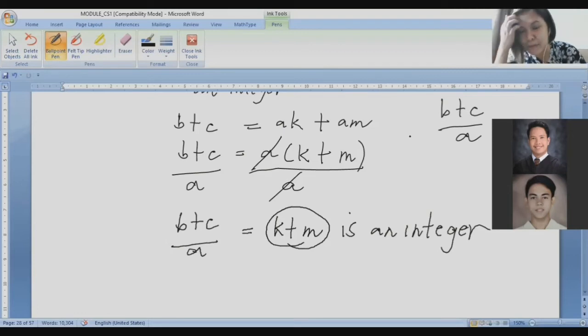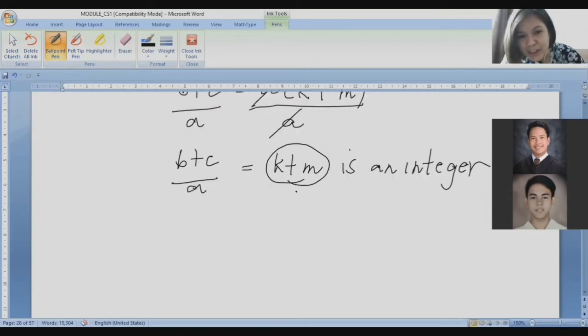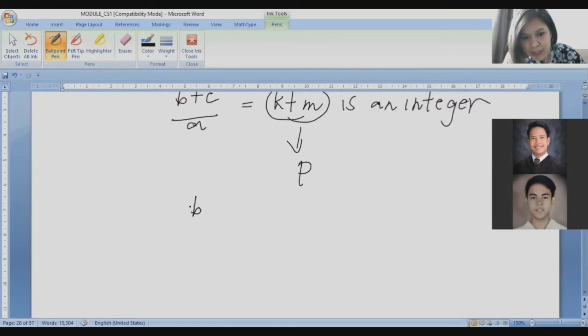So, ibig sabihin, proven na kung yung A mahati si B, B divided by A, at kung yung A mahati din si C, C divided by A, ibig sabihin, mahati din ni A yung sum ni B sa C. At ang katumbas niya, integer. So, parang sinabi ko, kung yung K plus M, gawin ko siyang letter, ano man gusto niyo letter? Kunwari, gawin ko siyang P. So, ibig sabihin, B plus C over A is equal to P.